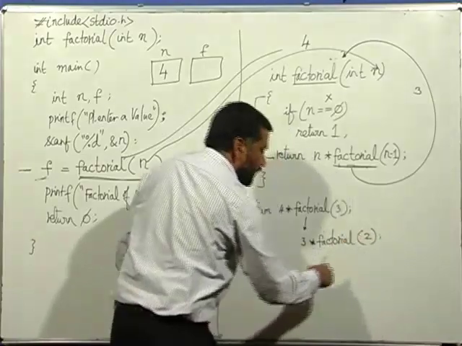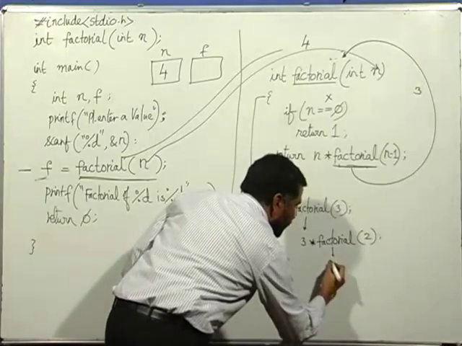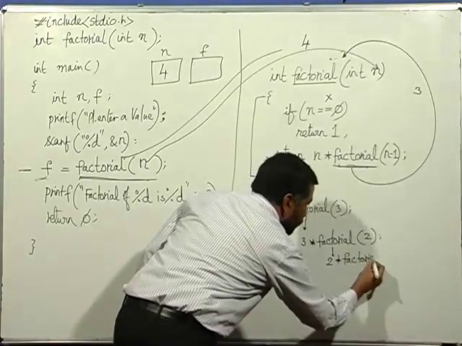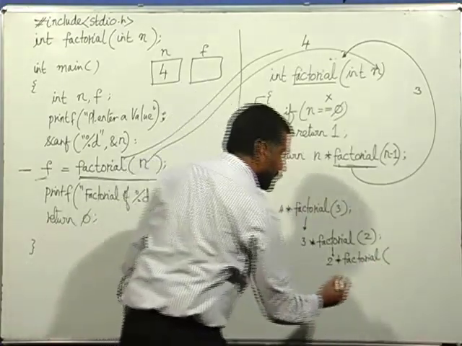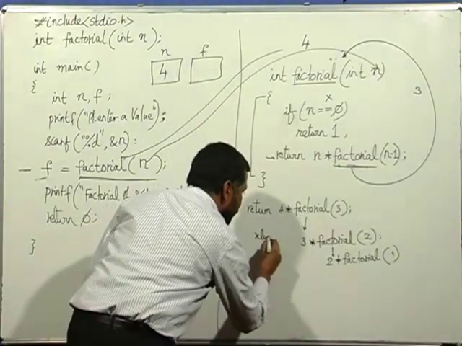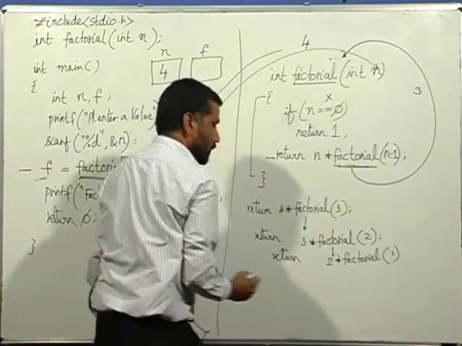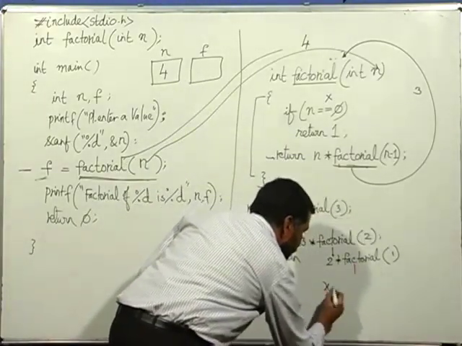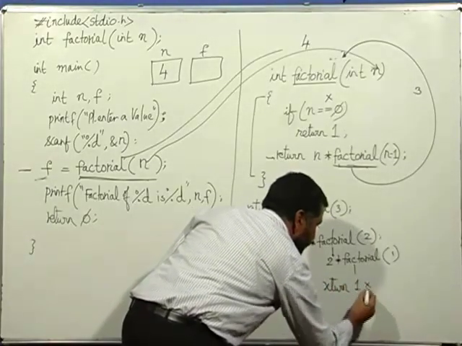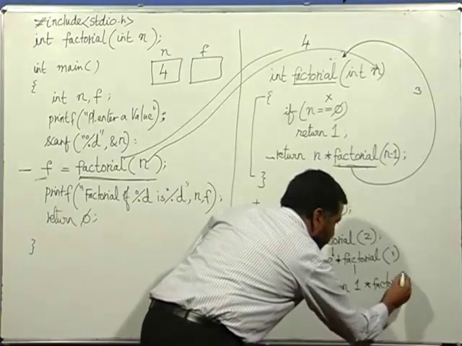This function call in turn will make another function call that will result in 2 times factorial 1. That would be in one function call. This would be in another function. And because of this, again in the freshly called factorial function, this will give rise to n into n minus 1, which is 1 into factorial 0.